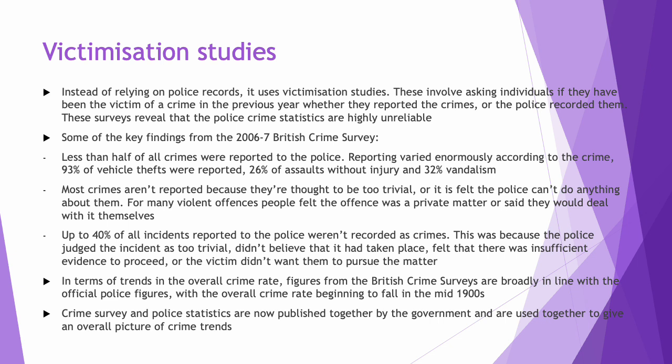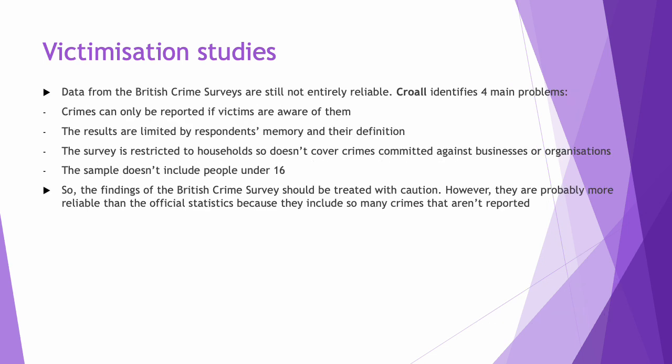In terms of trends in overall crime rates, figures from the British Crime Survey are broadly in line with the official police statistics, with the overall crime rate beginning to fall in the mid-1990s. Crime survey and police statistics are now published together by the government and are used together to give an overall picture of crime trends. Data from the British Crime Survey are still not entirely reliable.